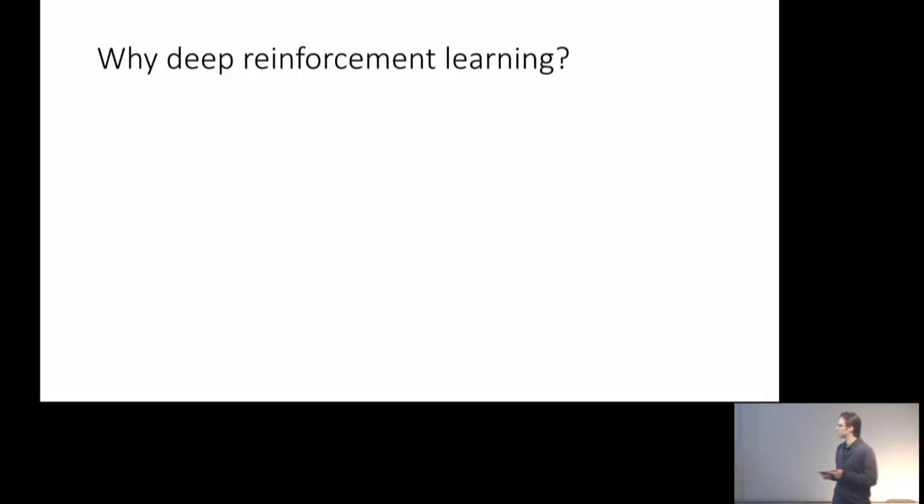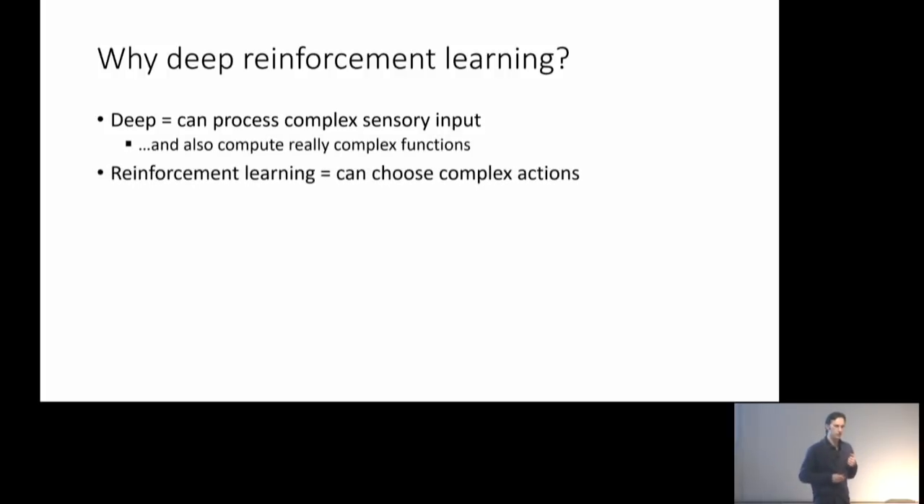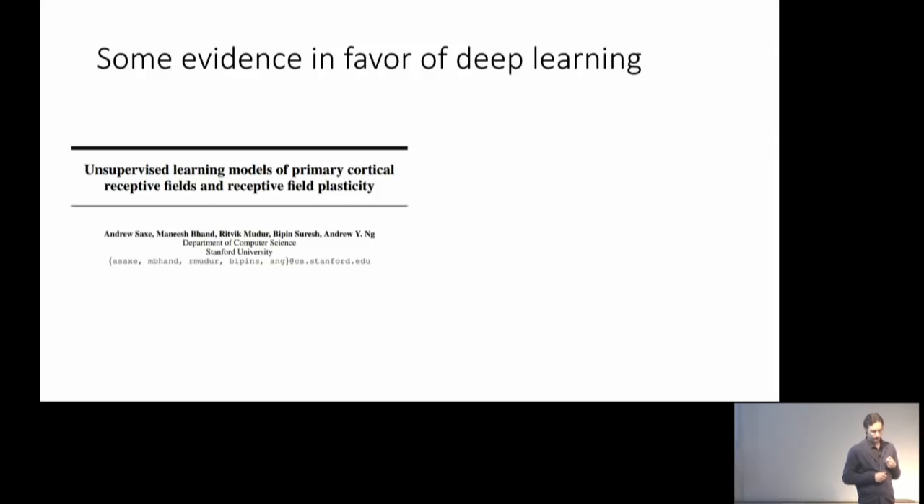So why deep reinforcement learning? Well, because the deep part is what can allow you to process complex sensory inputs. It can allow you to take in images, sounds, et cetera, things that are difficult to interpret with manually designed features, and can also compute really complex functions. And the reinforcement learning is what gives you the mathematical formalism to reason about choosing actions. And there is some evidence in favor of the basic principles underlying deep learning having some applicability to how at least sensory processing in the brain works.